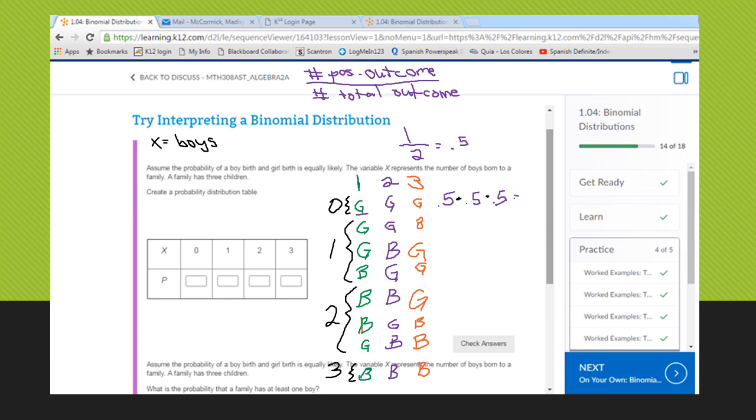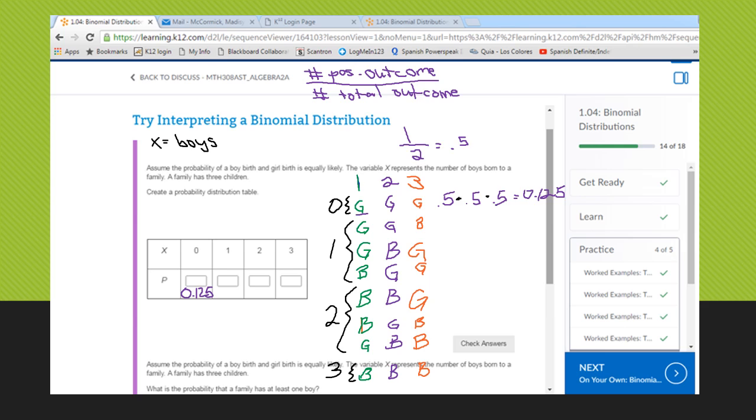And so when we multiply, it's going to be 0.125. So that's 12.5%. And that's the likeliness of us being able to have 3 girls. Now, if you notice, this probability down here at the bottom, the likeliness of us having 3 boys is going to be exactly the same. So I'm going to write it below the box so that I have just a little extra room.